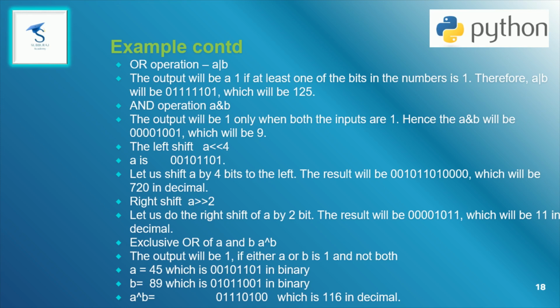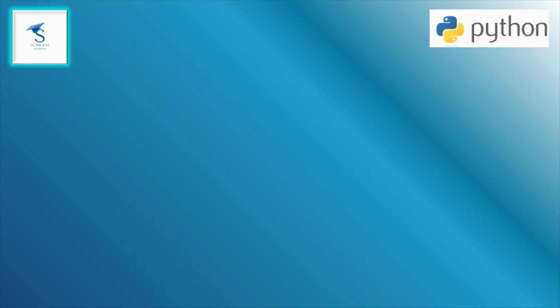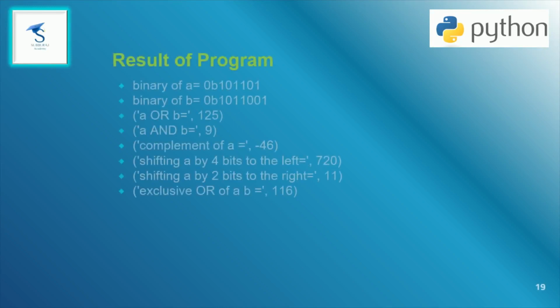Exclusive OR of A and B. The output will be 1 if either A or B is 1 and not both. A equals 45, which is 00101101 in binary. B equals 89, which is 01011001 in binary. A exclusive OR B is equal to 01110100, which is 116 in decimal. The result of the program confirms our discussion.